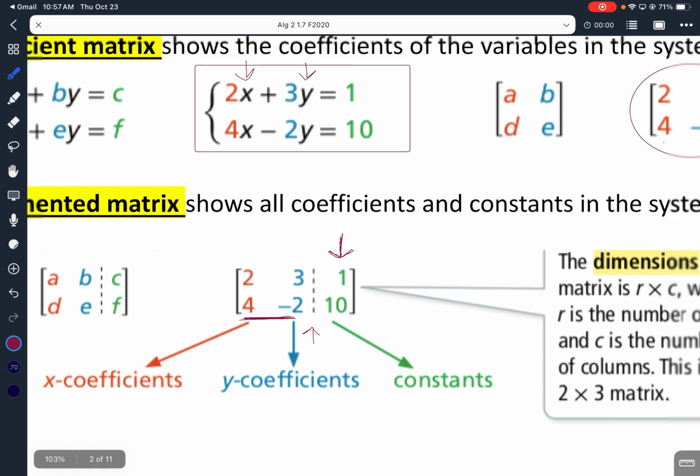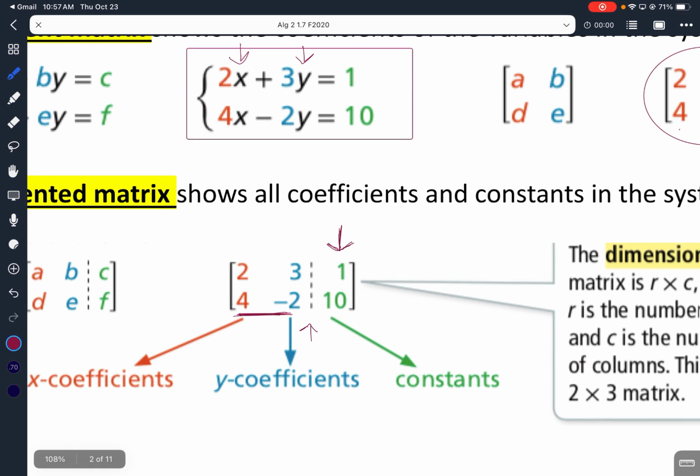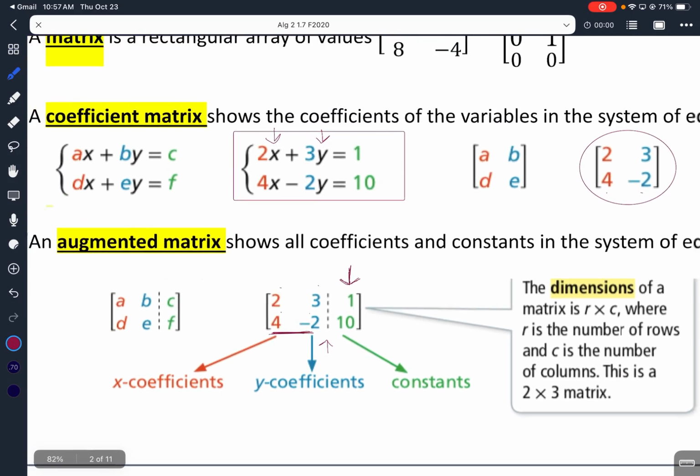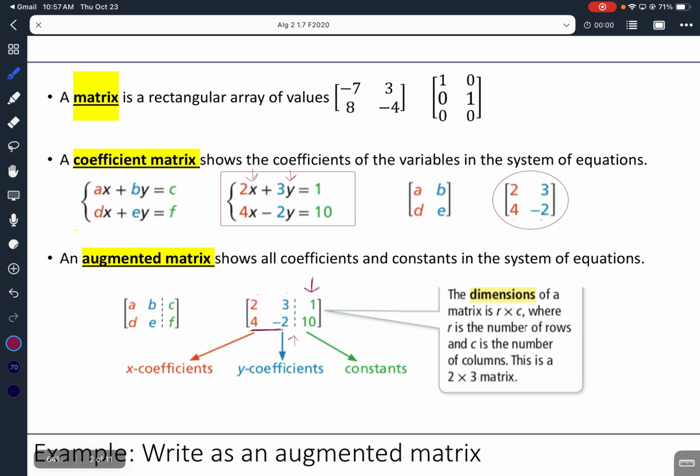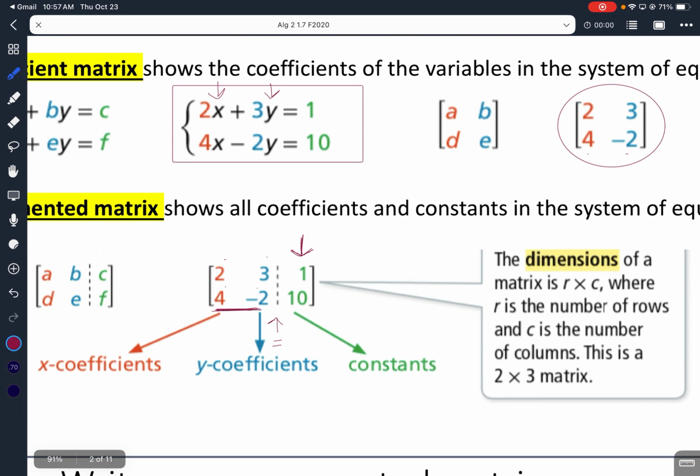Okay, so I take my system that's right above here. I have 2, 3, 4, negative 2. And think of this augmented line as the equals, 1 and 10. Everyone get where these come from? It's just coefficients and the constants. That's all it is. The dotted line connects. The dotted line is like the equals.